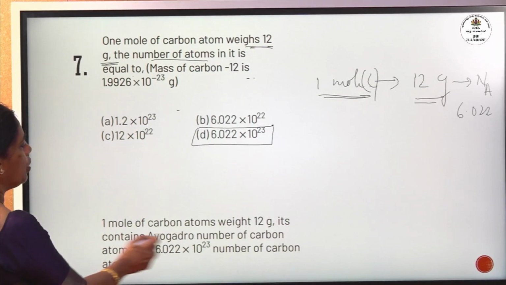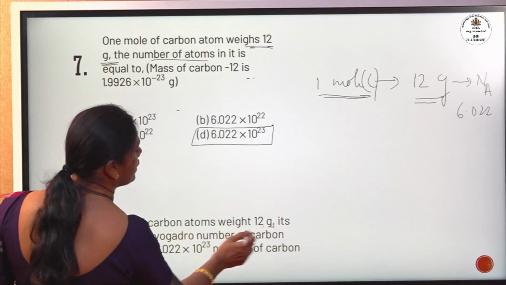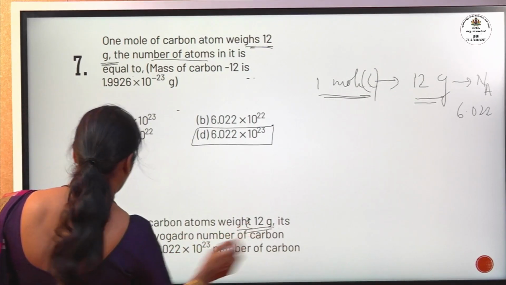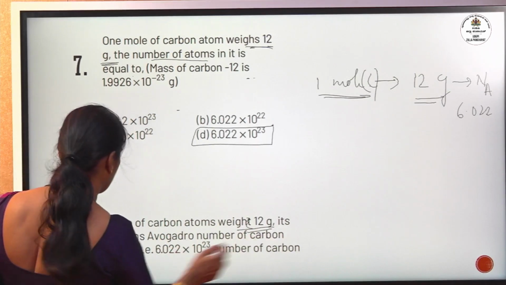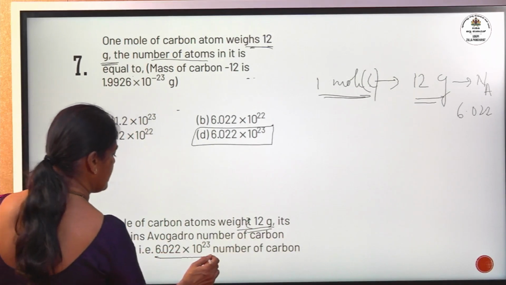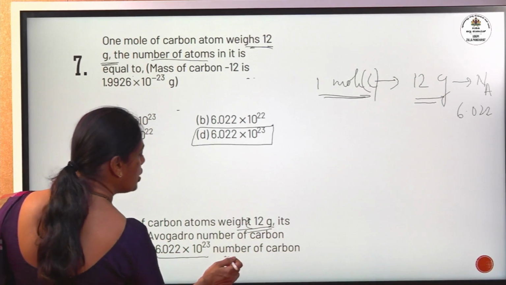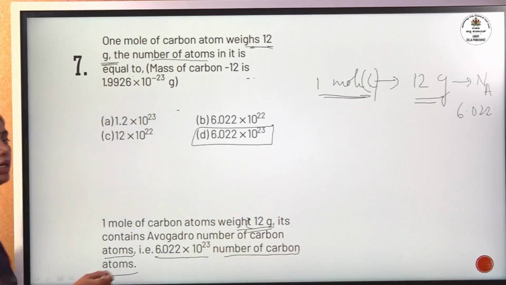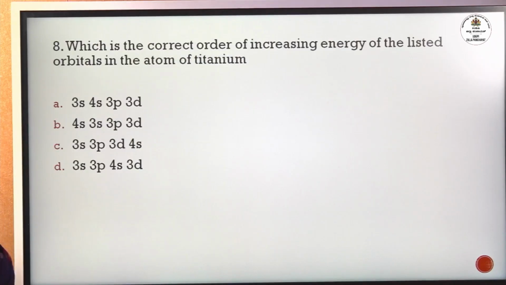1 mole of carbon atom weighs 12 gram. It contains Avogadro number of carbon atoms, that is 6.022 × 10^23 carbon atoms. So answer is D. We'll move on to the next question.